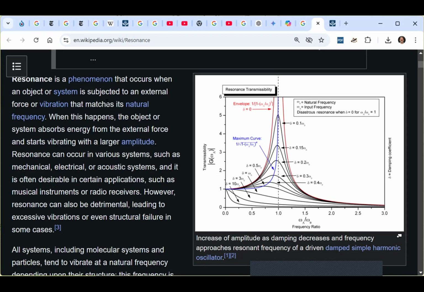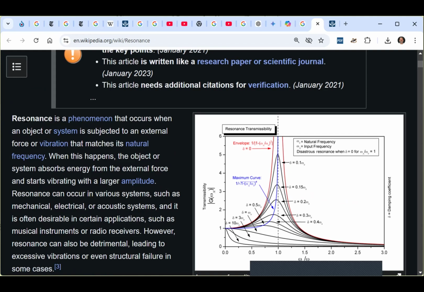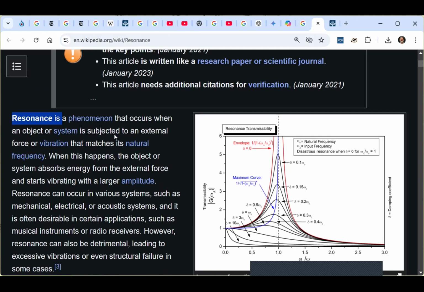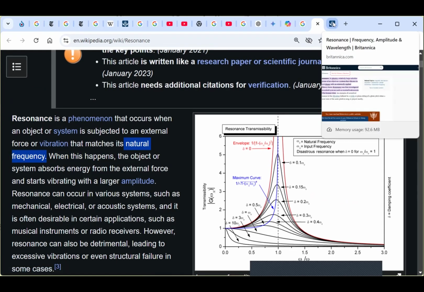So here is Wikipedia's answer. Okay, or whoever wrote for Wikipedia. Remember, Wikipedia is not a writer. It's just, of course, a recorder for whoever had written the information. So whoever the semi-anonymous author is. Okay, so it's a phenomenon that occurs when an object or system is subject to an external force. We saw that, and that matches its natural frequency.